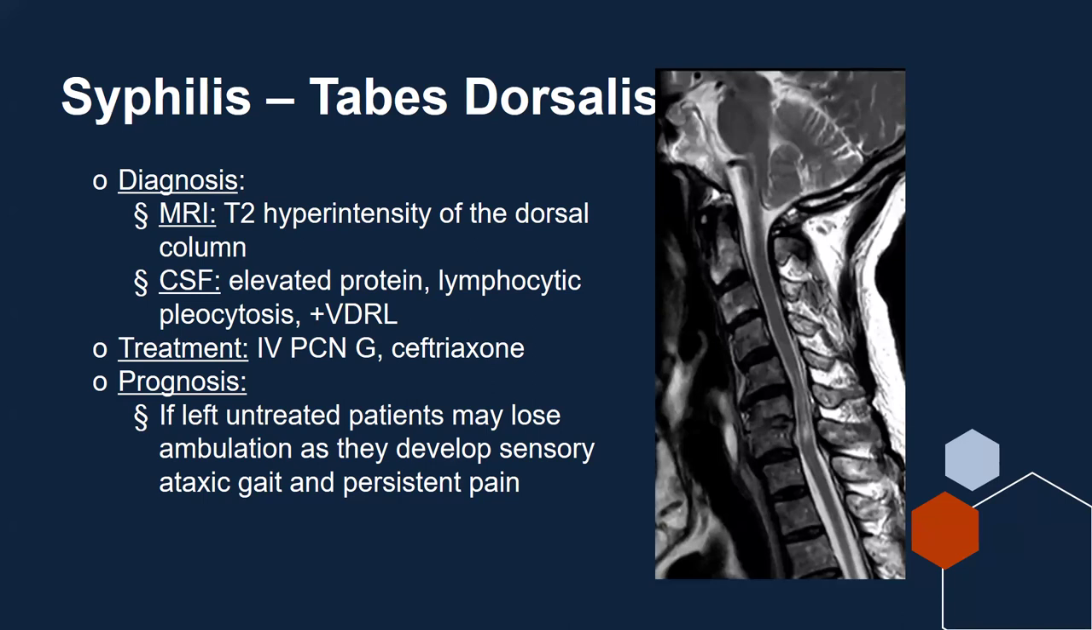Treatment consists of penicillin or ceftriaxone, and if left untreated, these patients may go on to develop a sensory ataxic gait, persistent pain, and can actually lose ambulation.